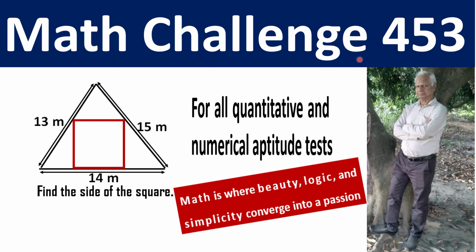In Math Challenge 453, we have a scalene triangle. As you can see, the triangle is scalene. All the sides are of unequal lengths, 13 meters, 14 meters, and 15 meters. And inside the scalene triangle, you have got a square. We have to find the length of each side of the square.